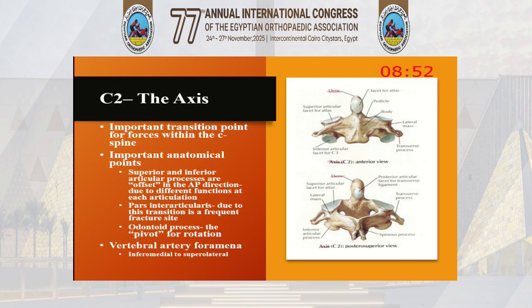For the second vertebra, the axis, the most important part is the odontoid process or the dens, which is actually the body of C1. It articulates anteriorly with the posterior surface of the anterior arch of C1 and posteriorly with the transverse ligament. It also has two big lateral masses, with the upper surface articulating with C1 and the lower surfaces articulating with C3.